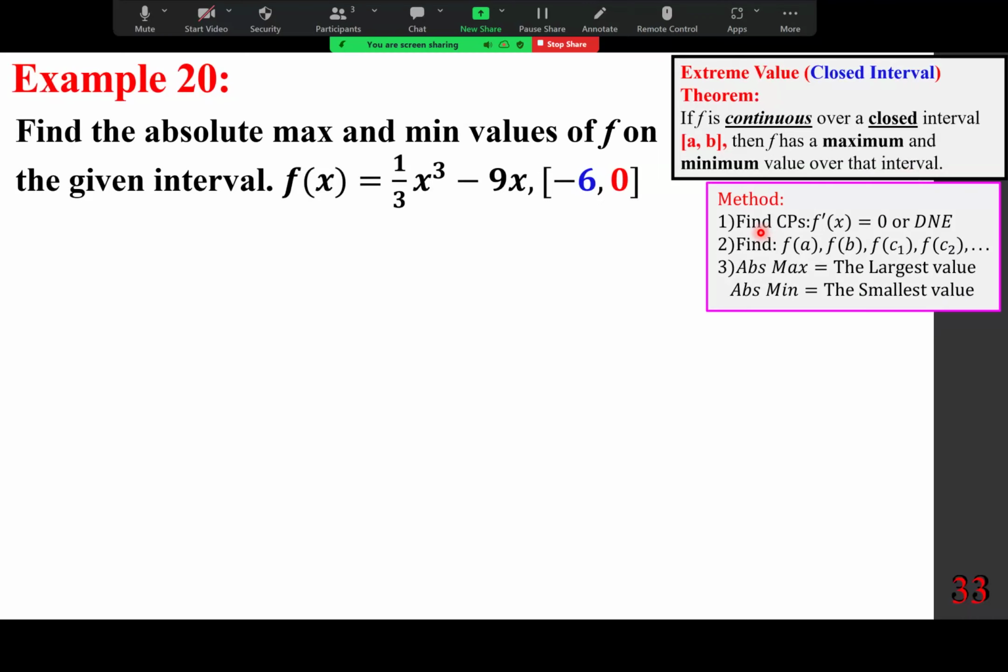Methodology. Find CPs, which means set f prime of x equal to 0 and where it doesn't exist. Find f of a, f of b, f of c sub 1, f of c sub 2, which means evaluate the original function at the endpoints a and b, as well as all the critical points. Absolute max equals the largest value, absolute min is equal to the smallest value.